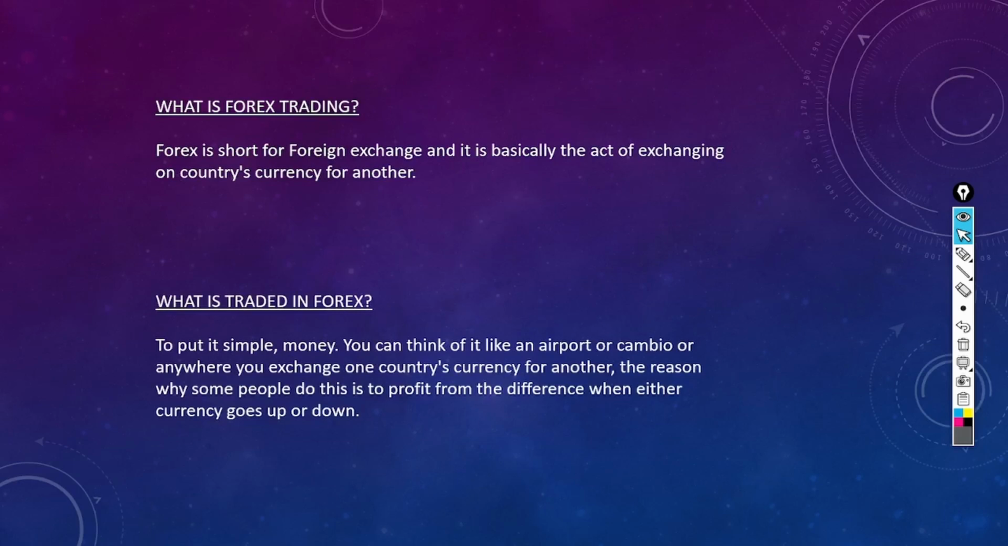So before we go too deep into the technical analysis and fundamental trading, let's define what is forex trading. So it says here that forex is short for foreign exchange, and it is basically the act of exchanging one country's currency for another. So pretty self-explanatory there. Next, we have what is traded in forex. To put it simple, money. You can think of it like an airport or cambio, where you exchange one country's currency for another. The reason why some people do this is to profit from the difference when the currency goes up or down. So they're basically just buying and selling one currency for the other for profit.